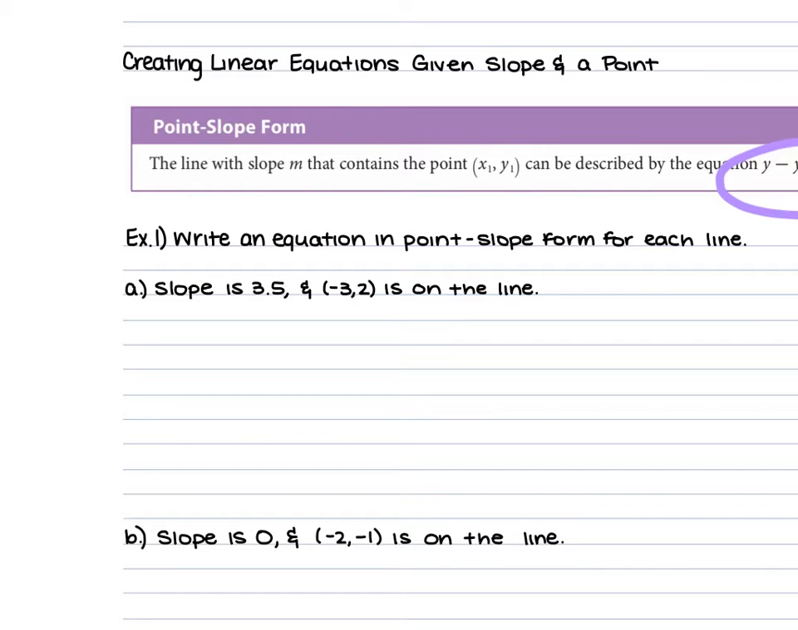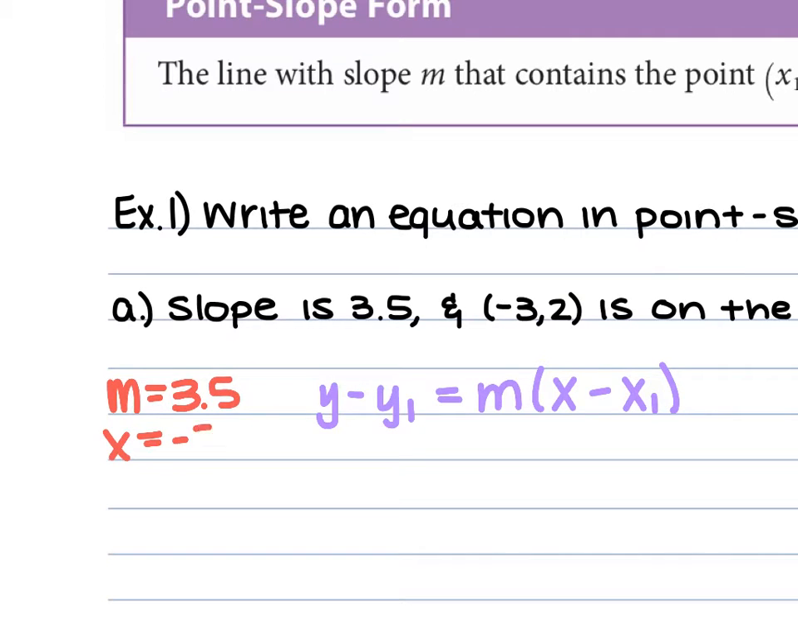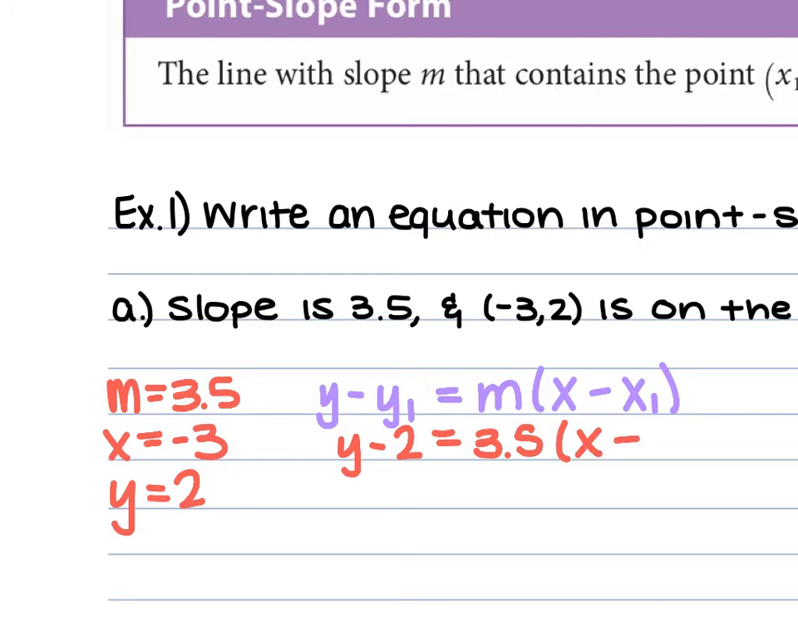That's on the line. So we're going to use that formula, y minus y1 is equal to m times x minus x1, and plug in those values. Our m is 3.5, our x is -3, and our y is 2. So we're going to plug these in. We have y minus 2 is equal to m, which is 3.5, times x minus -3.